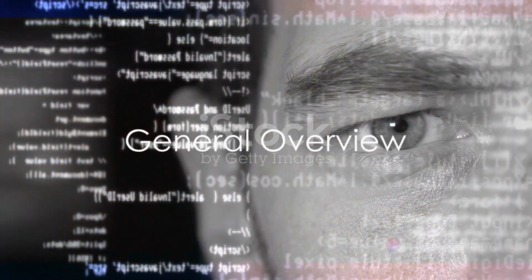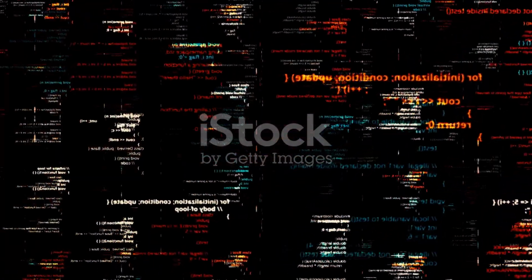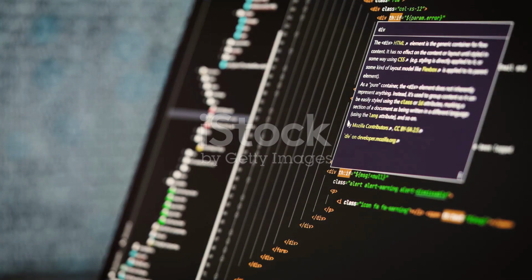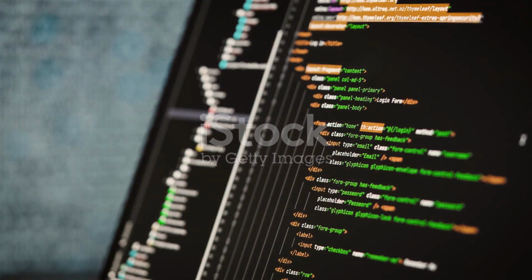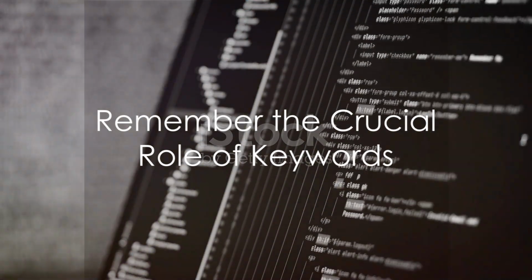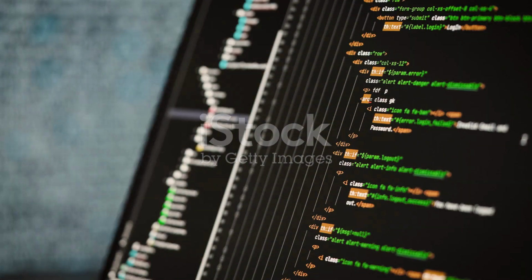But remember, this is just a general overview. Each programming language has its unique set of keywords. Always refer to the specific documentation or language specifications for a comprehensive list. Next time you write a piece of code, remember the crucial role these keywords play.